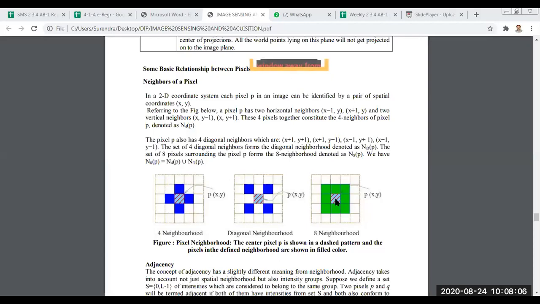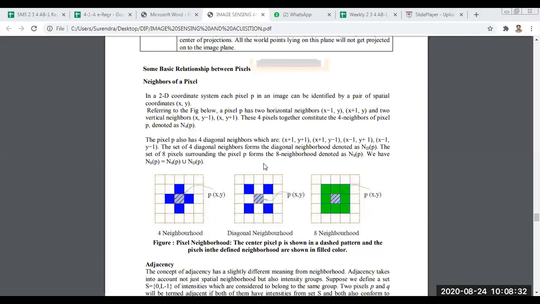So how many pixel values? The center pixel is the 9th pixel, and the remaining ones are 3 plus 2, 5, and 3. So the total is 8 neighbors: 4 neighborhood, diagonal neighborhood, and 8 neighborhood. This 8 neighborhood is denoted with N8 of p. So this is about neighbors.